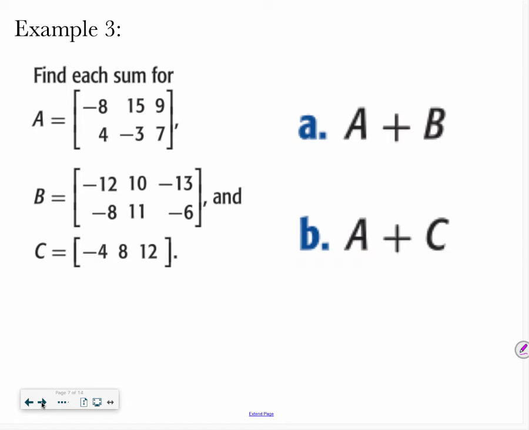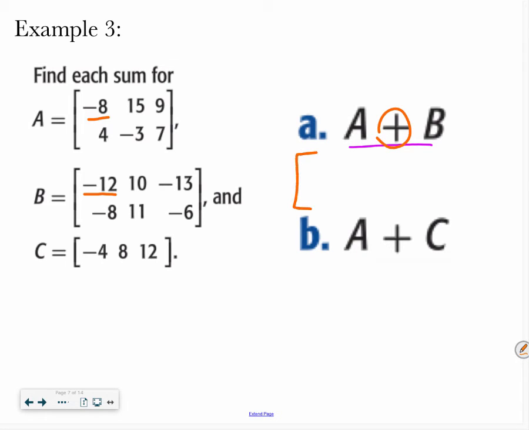So I'm given 3 matrices, A, B, and C, and I want to find A plus B, and for letter B, I want to find A plus C. So first we're going to look at A plus B. The way that you do this is you look for the different elements in the matrices, and you find the one that it corresponds with in the other matrices. So I have a -8 and -12 in the 1, 1 position, row 1, column 1.